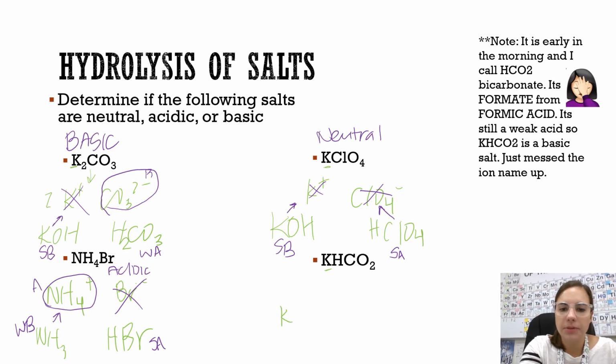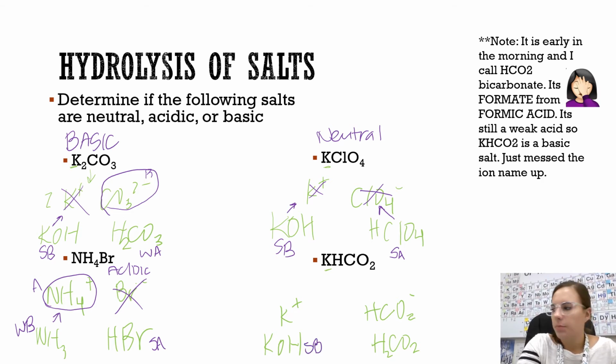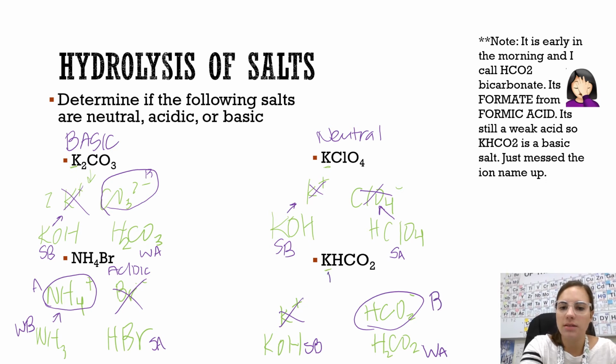Last one, we've got potassium and then bicarbonate. So this came from KOH, and this came from carbonic acid. So this is a strong base, potassium hydroxide, but this is a weak acid. This is not on our strong acid list. So that means that this one is neutral, but this one is basic, and so that makes this whole salt basic.